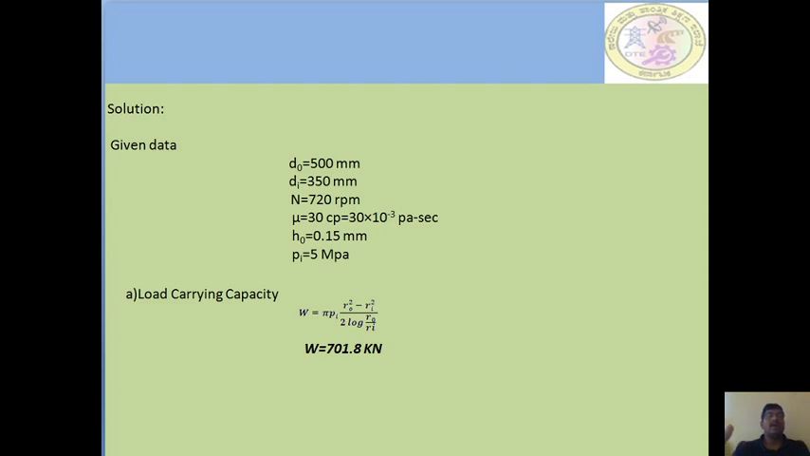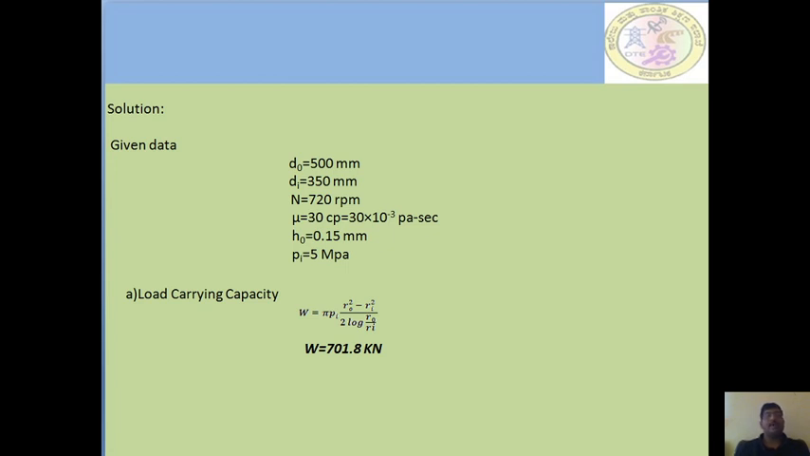That is what I have written here. D naught is 500 mm, Di is 350 mm, speed of the journal is 720 rpm, and viscosity of the oil is 30 centipoise. You convert it into Pascal seconds in terms of SI units. S naught is the minimum oil film thickness, and the supply pressure Pi is 5 megapascals, 5 into 10 power 6 newtons per meter square. Convert all mm into meters by multiplying by 10 raised to minus 3, then we will get everything in SI units.